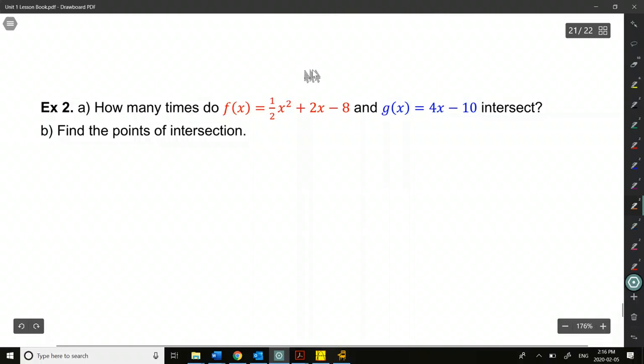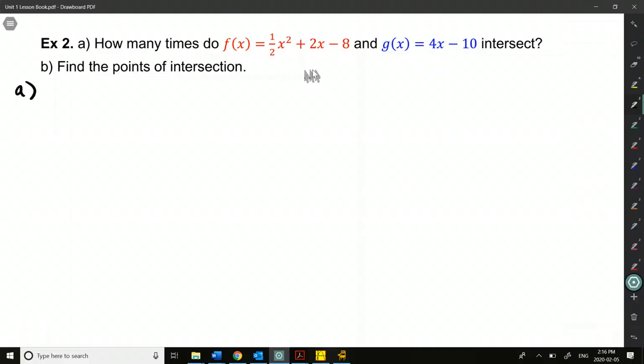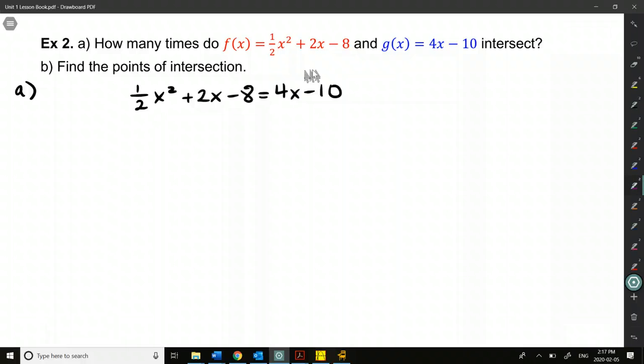Okay, let's try one more. So we're going to make a prediction and then we're going to find the actual points of intersection here. So first step, we are going to figure out where these two equations cross one another or have points of intersection by setting them equal. Kind of like using substitution. Okay, we can bring these over.